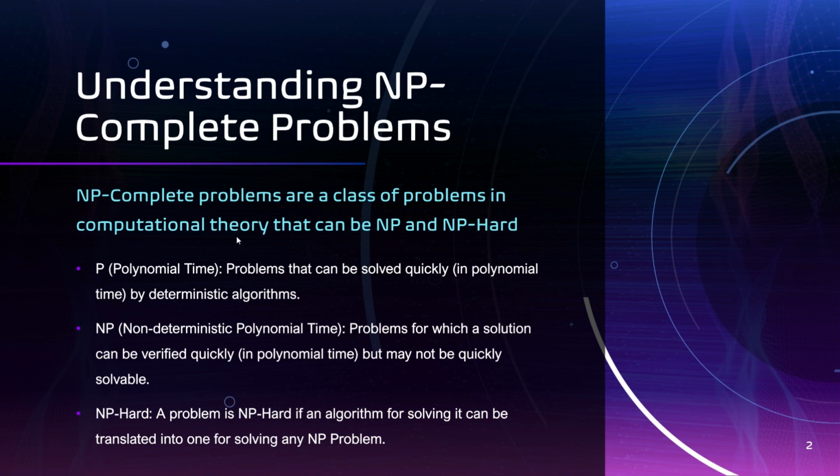NP-complete problems are a class of problems in computational theory that are both NP and NP-hard. First up, we have polynomial time, defined as problems that can be solved quickly in polynomial time by deterministic algorithms. Then we have NP, non-deterministic polynomial time, defined as problems for which a solution can be verified quickly in polynomial time, but may not be quickly solvable. And last, we have NP-hard: a problem is NP-hard if an algorithm for solving it can be translated into one for solving any NP problem.